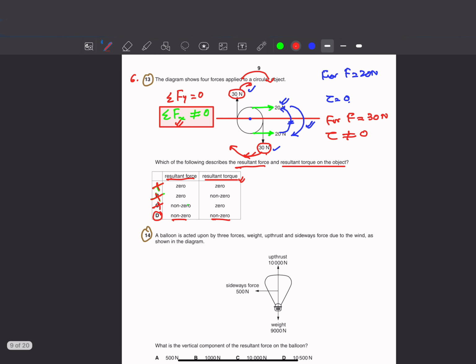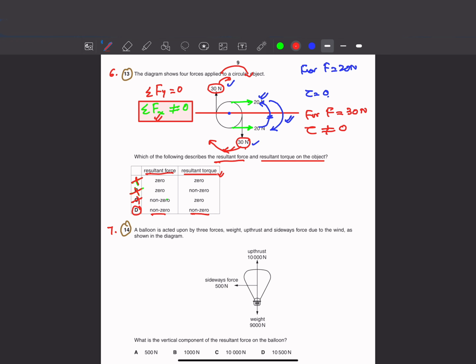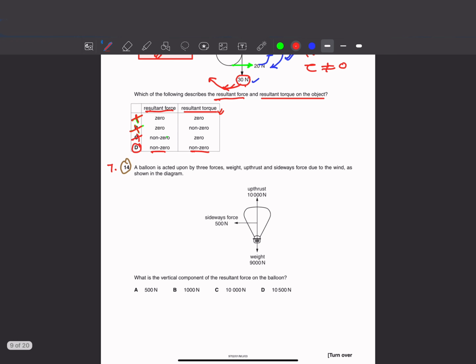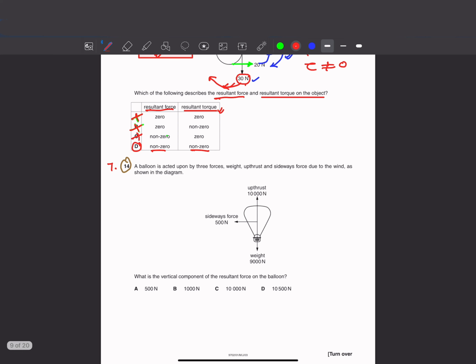Here, as far as question number 14 is concerned, we can say it is question 7. A balloon is acted upon by three forces: weight, thrust, and sideways force due to the wind, as shown in the figure. You know that the upthrust is 10,000, the weight is 9,000, and the sideways force is 50 Newton. So here we have the x-axis and the y-axis, horizontal and vertical forces. This is the situation given.